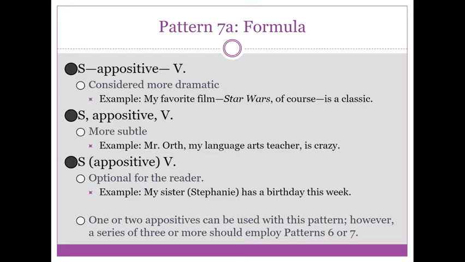A little more subtle: Mr. Orr, comma, my language arts teacher, comma, is crazy. The main sentence is Mr. Orr is crazy. Mr. Orr is my language arts teacher, so the appositive is there. Again, when you think about the appositive, you're really taking two sentences and putting them together. You really could say, Mr. Orr is my language arts teacher, period. He is crazy, period. Well, if you put those together with an appositive, again, the subtle words of the commas, it works well.